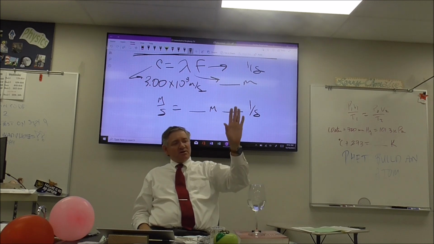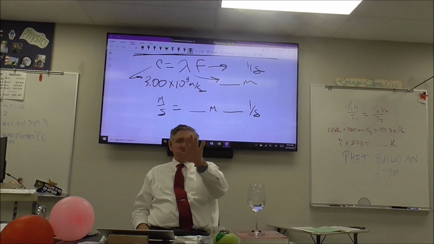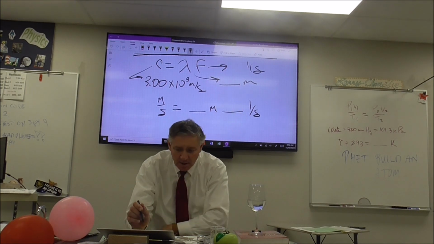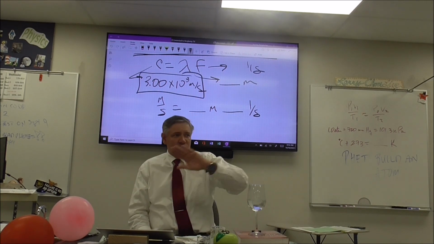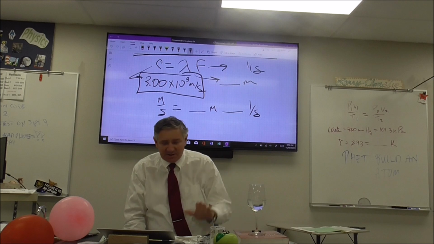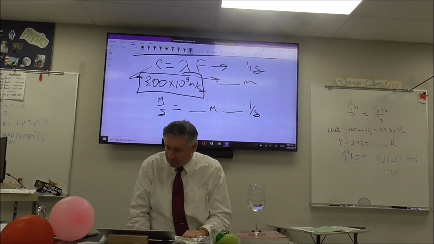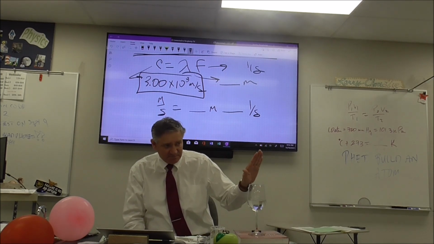Now, here's why what I just did works. The speed of light is a constant. You're not going to change that value. The speed of light is a fixed value, 3.00 times 10 to the 8th meters per second.